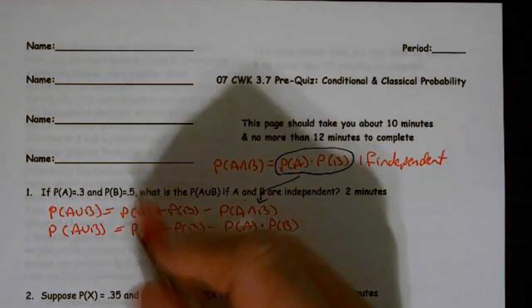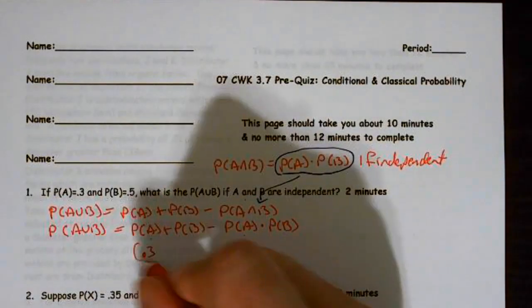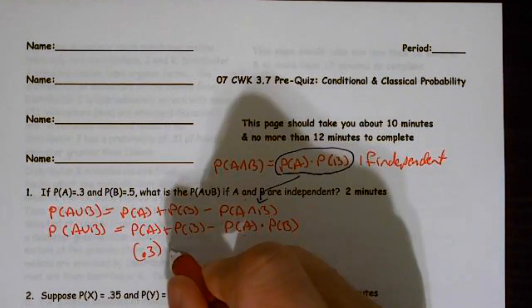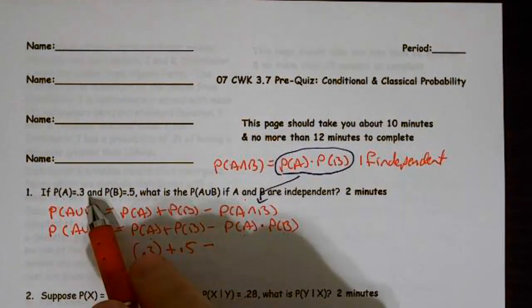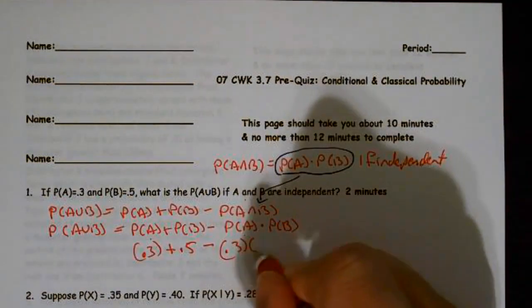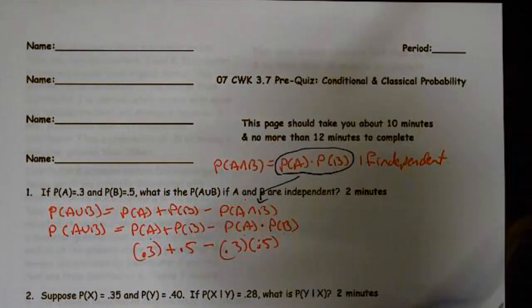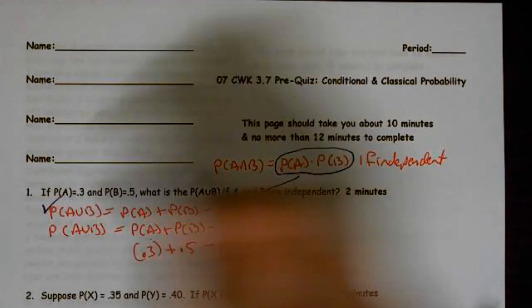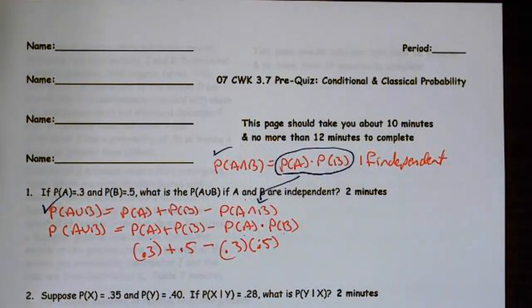So here we go. 0.3 plus 0.5 minus 0.3 times 0.5. Now I'm going to tell you on the test, we're going to be looking that you've written this and that you've written this. So you're going to have both of those things, all right? So make sure you get your points, and then you're going to have to show your substitution where you plugged in your numbers, which I just did here.